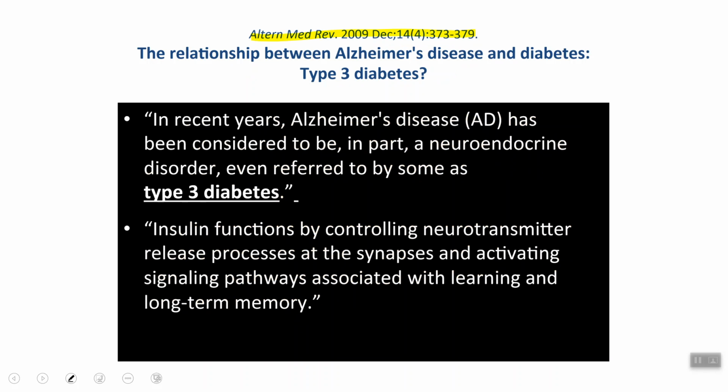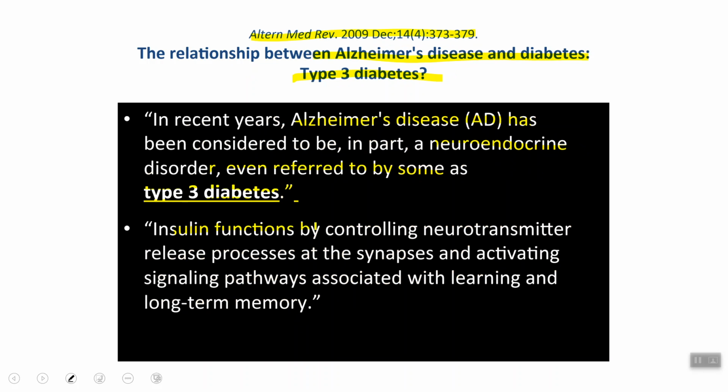Here it comes from a study, the relationship between Alzheimer's disease and type 3 diabetes. Basically what they're saying is that Alzheimer's disease is now type 3 diabetes. In recent years, Alzheimer's disease, AD, has been considered to be in part a neuroendocrine disorder, even referred to as what? Type 3 diabetes, which is blood sugar problems. Why? Because blood sugar problems cause your body to be inflamed.